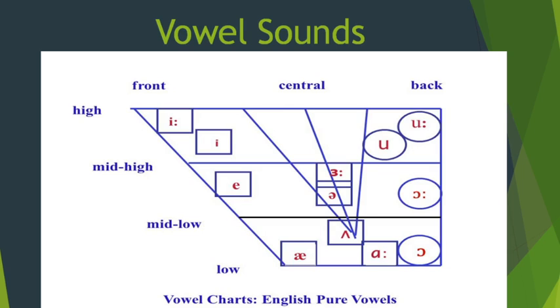In the next video I will come up with the diphthongs, which are also considered vowels. Total vowel sounds are 20. 12 we completed today, the pure vowels, and the remaining 8 are diphthongs we will discuss tomorrow. Okay, right. Thank you.